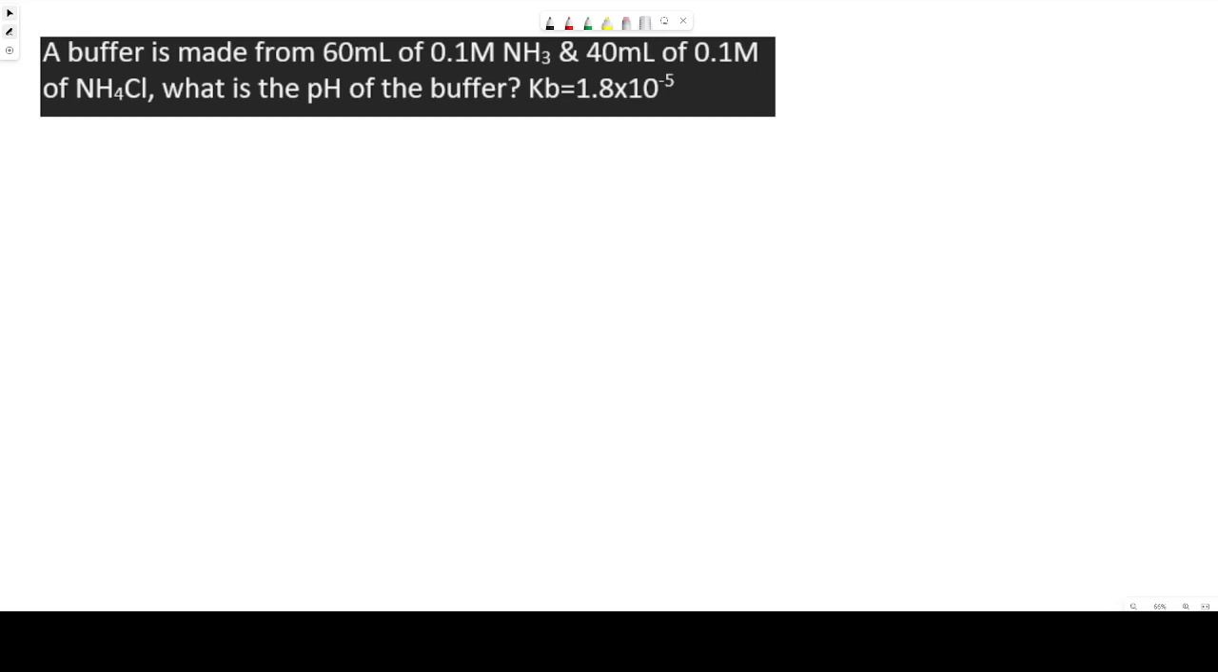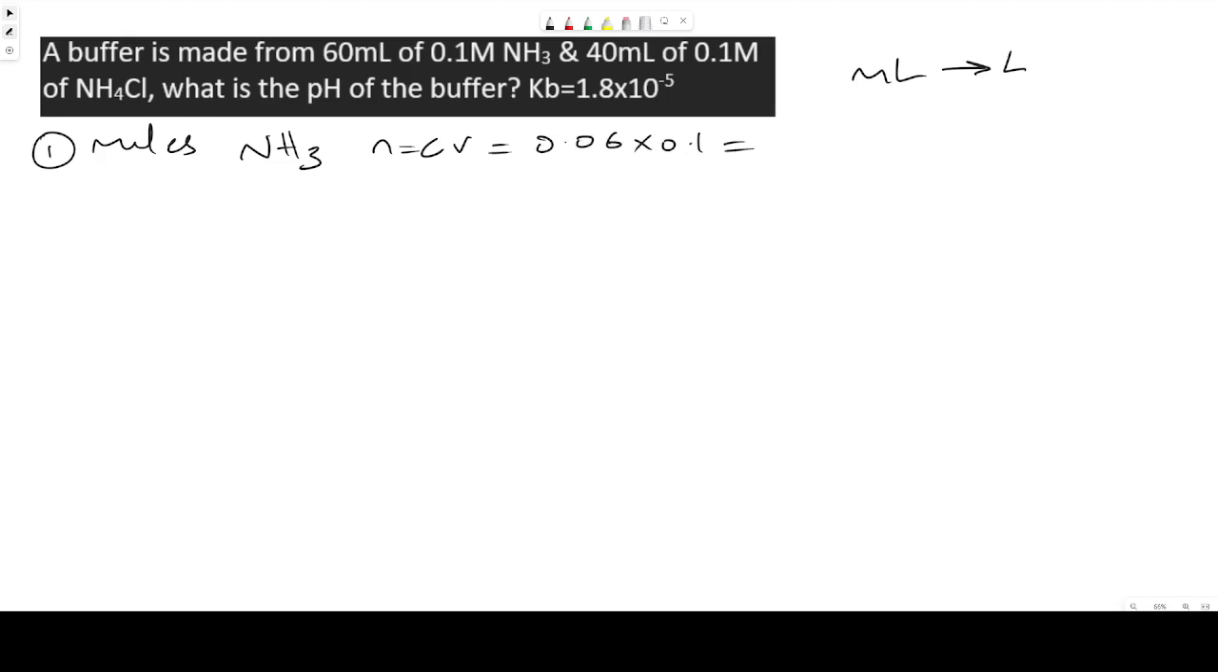So the first step is to find the number of moles, because this is an additive, so there's going to be a new volume, but remember, the number of moles always remains the same. So finding the number of moles will help. For NH3, it's going to be n = CV. Make sure to convert milliliters into liters because liters is the SI unit. So it's going to be 0.06 times 0.1 molarity, which gives us 0.006.